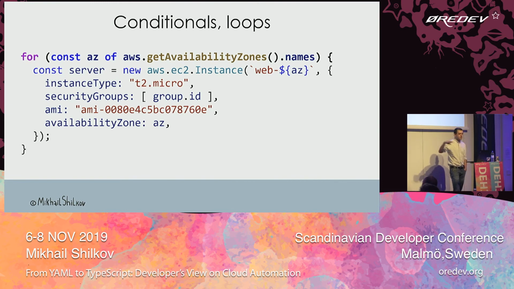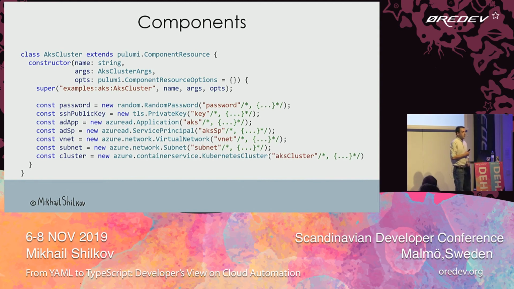And when it runs, it will just call to AWS, get 3 instances, and then create 3 EC2 instances. As simple as that. An example of components: in order to produce an Azure Kubernetes cluster, you need to set up Active Directory and applications and principals and virtual networks and subnets in the cluster itself.